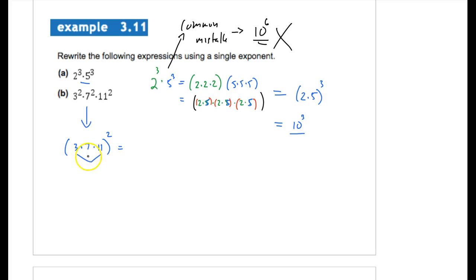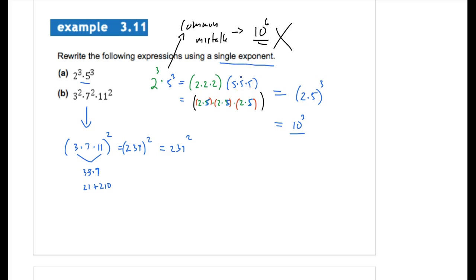33 times 7, which would be 21, plus 210. So I get 231 if we did that there, 231. And so in this case, this is 231 squared, which you're going to leave, writing it as a single exponent.